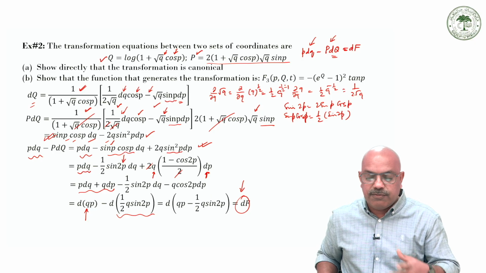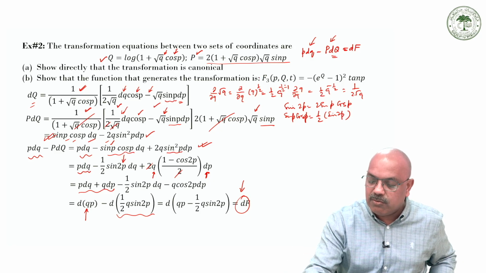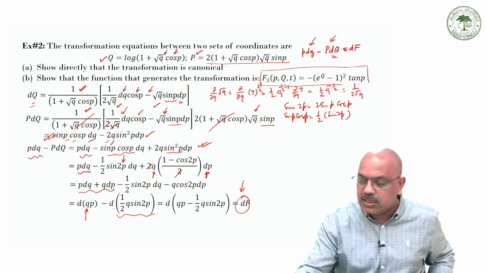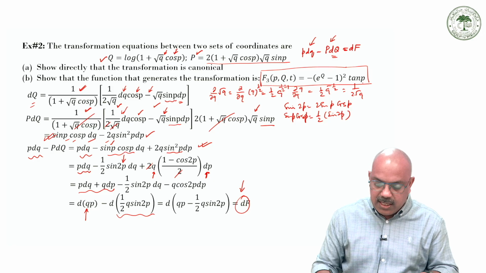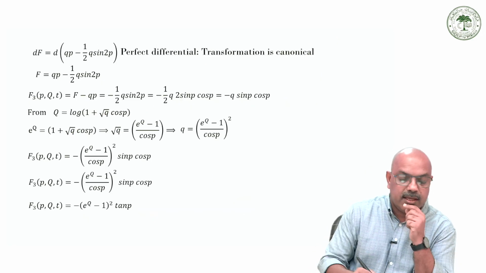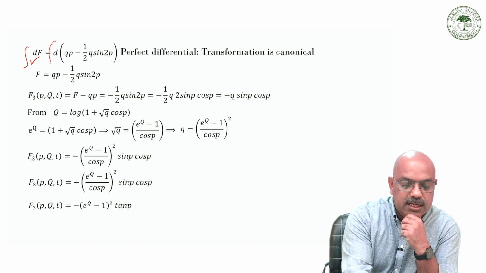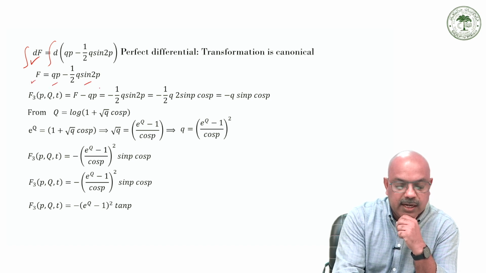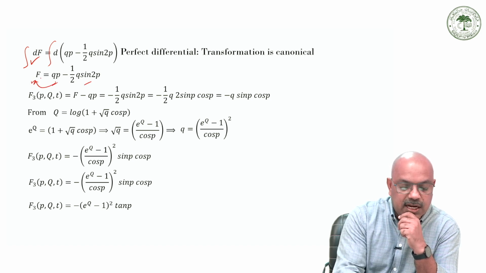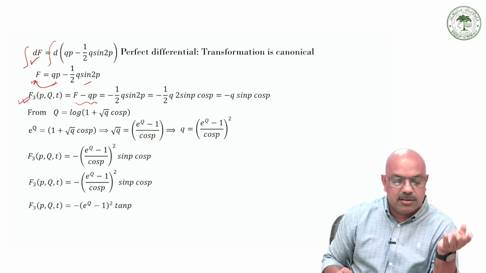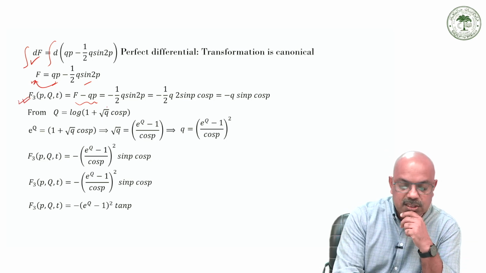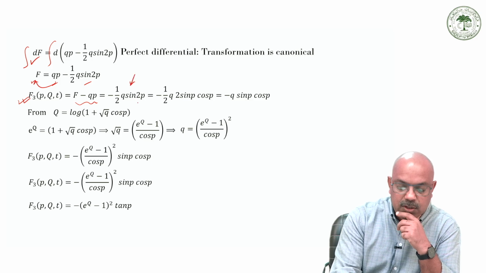Now the rest is finding this. You have to find that the generator of this transformation is f3. Because again you see that df is dp, so if you integrate it, I get f equal to qp. Then this goes to this side, I get f minus p. So this is my f3 generator. This is already what we have. So this is going to be half q sine 2p.